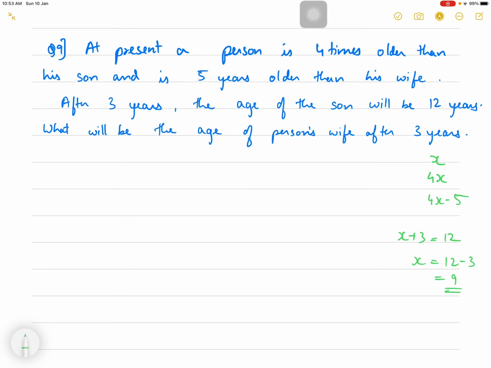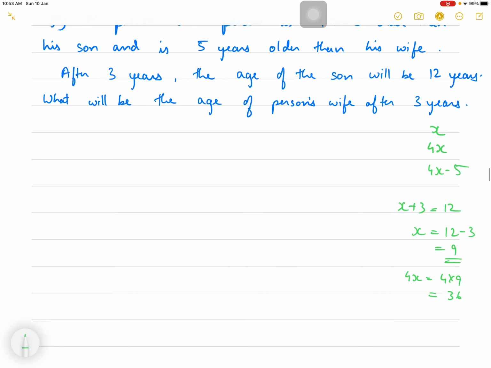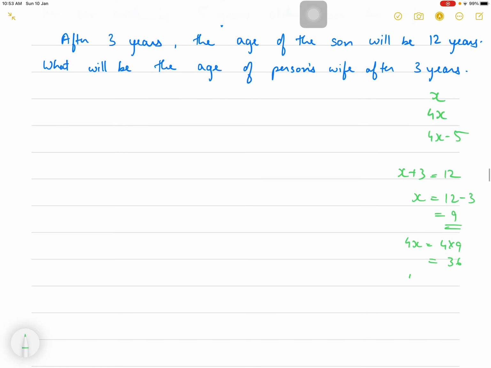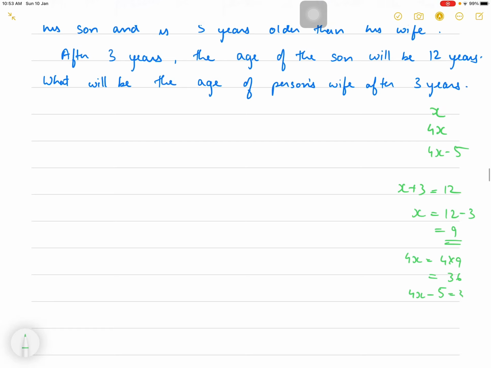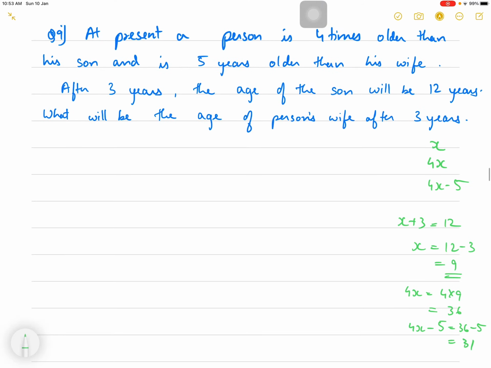So that means present age of father will be 4x. That means 4 into 9. 4 into 9 is 36. Correct? And wife's age will be 4x minus 5. So 36 minus 5, which is 31. So wife's age is 31 currently, right?